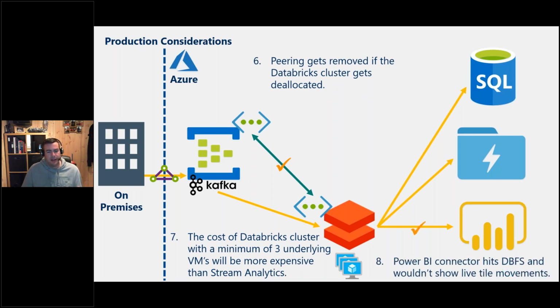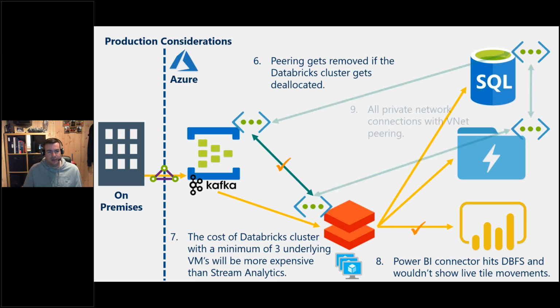Lastly, with this one, that Power BI connector is actually only going to hit the Databricks DBFS. So it wouldn't, again, give you those live tile movements like we had from Stream Analytics. So I say you can still achieve that streaming throughput if you want, perhaps, but not necessarily in the nicest way that we had with Stream Analytics. In terms of VNets, as we mentioned before, we do have those capabilities from our SQL DB and from our data lake store. So achieving that very much closed private network is certainly possible.